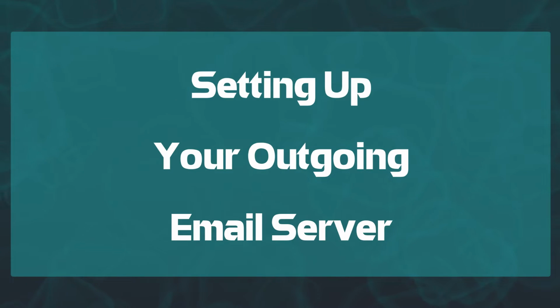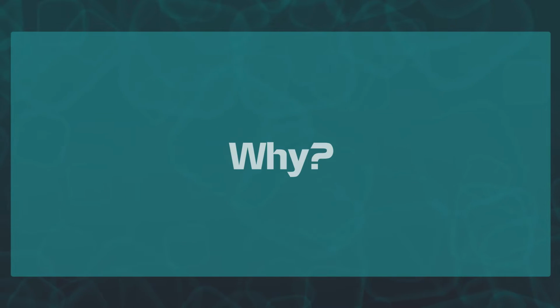In our last Getting Started series video, we saw how to add a client and event into the system. Now that we have clients and events in the system, we need to do one important step before we can email those clients, and that is setting up our outgoing email server. So why do we need to set up our outgoing email server?